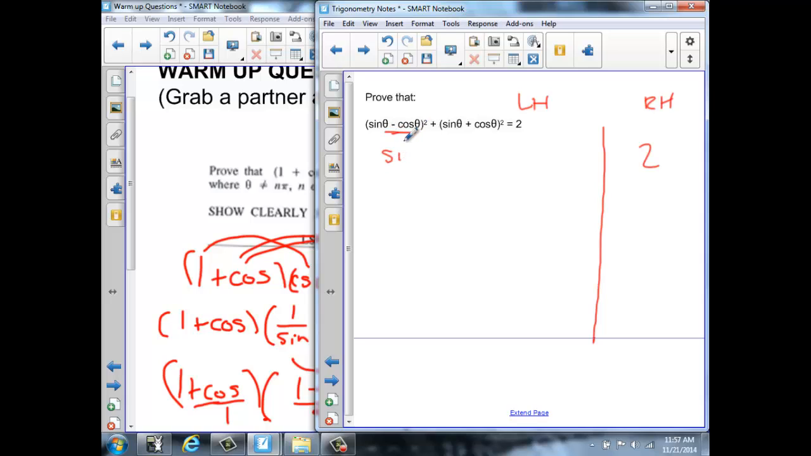See if this makes sense. I'm just going to take just this portion right here. And I'm going to write sine minus cosine next to sine minus cosine. What would happen if I actually FOILed just this bit out?